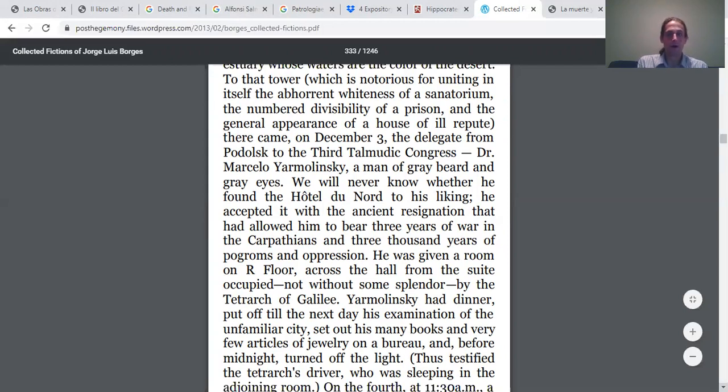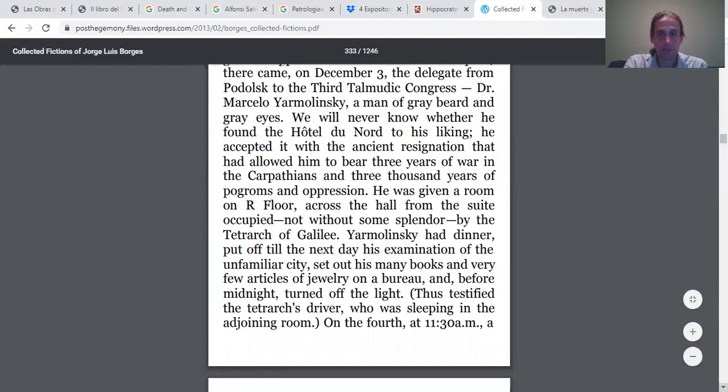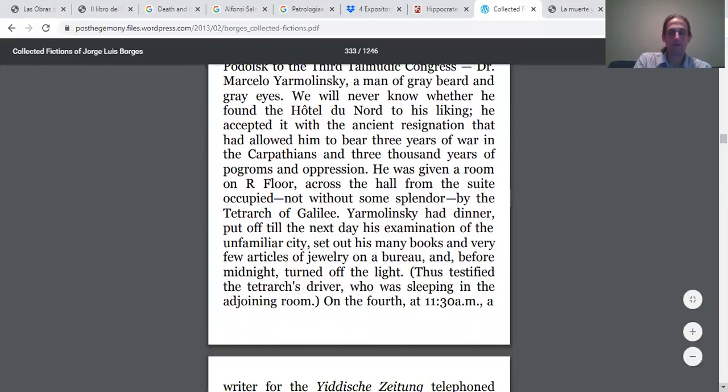He was given a room on our floor, across the hall from the suite occupied, not without some splendor, by the Tetrarch of Galilee. Yarmolinsky had dinner, put off until the next day his examination of the unfamiliar city, set out his many books and very few articles of jewelry on a bureau, and before midnight turned off the light. Thus testified the Tetrarch's driver, who was sleeping in the adjoining room.